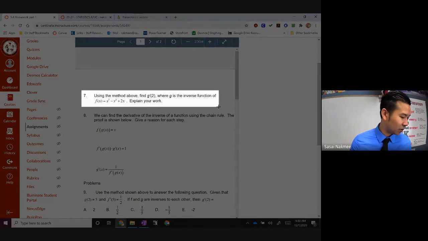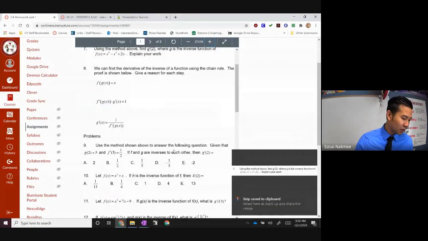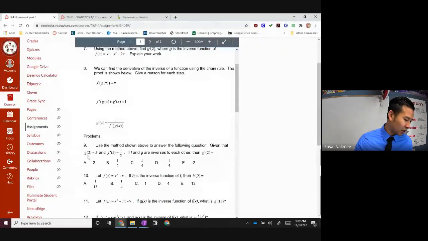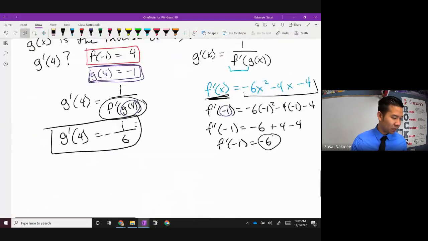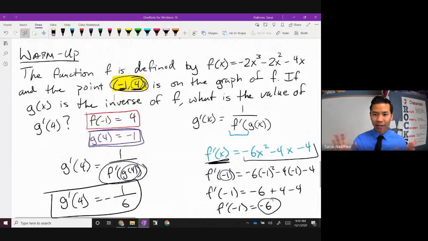There's a couple of these that will not tell you what the input and output value is. In this one, they tell you that g is the inverse function, or g is the original function, and f and g are inverses of each other. They don't say which one's the inverse of which. They tell you that g of 2 is equal to 5, which means f of 5 should be equal to 2. So they give you this input-output relationship between the two functions, whereas our warm-up did it in the form of a point, -1 and 4. f of -1 goes to 4, g of 4 goes to -1.